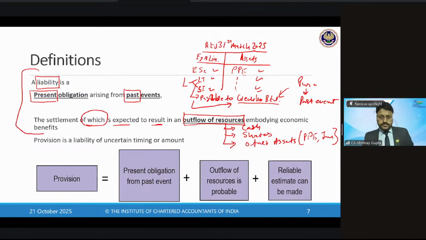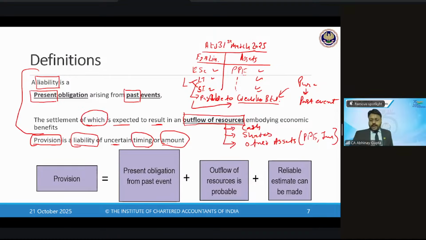Clear. Now, there is a provision. So now we have understood the liability. Now, what do you mean by provision, and how is it different from a liability? Provision's definition is that a provision is a liability of uncertainty, either in terms of timing or in terms of amount.